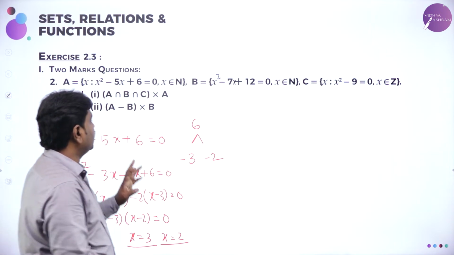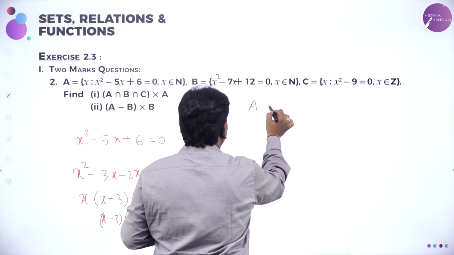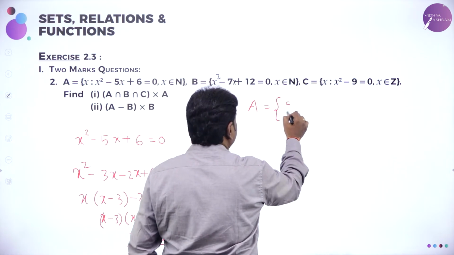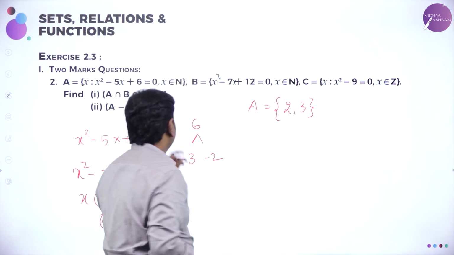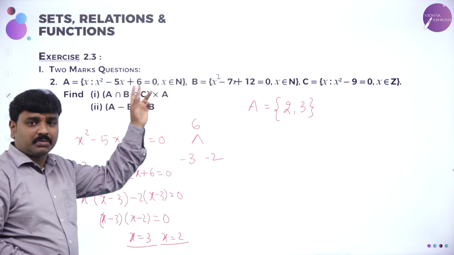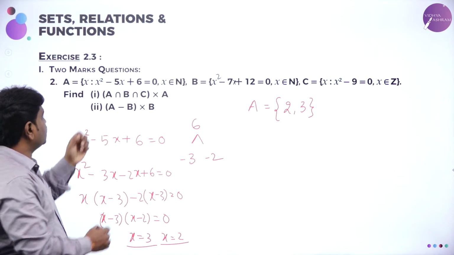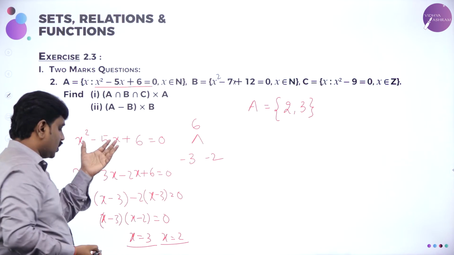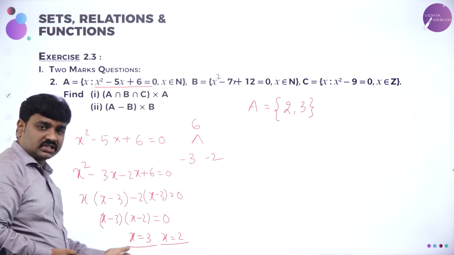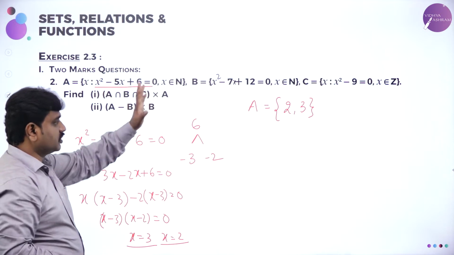What are the elements of set A? They told natural numbers, so both solutions are natural numbers, 2 and 3. Set A we got, they gave it in what? Set builder form. x is an element such that it should satisfy the equation. So solve the equation, you will get x is equal to 2 and 3, and they are natural numbers, as they told, belongs to natural numbers.